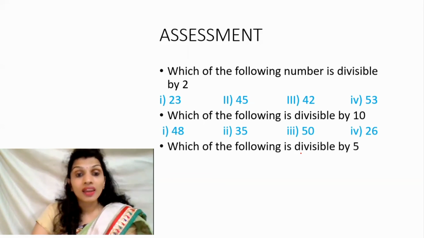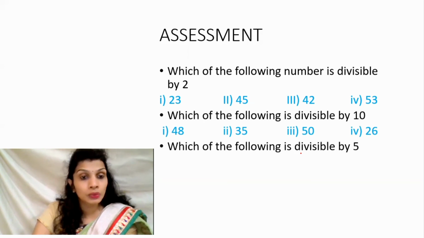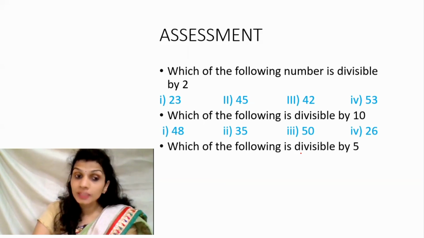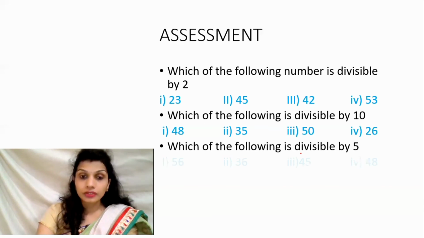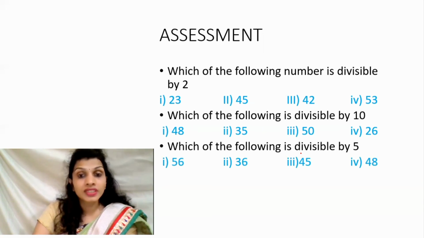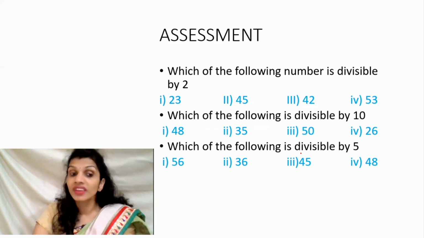Now your last question is, which of the following is divisible by 5? Remember the divisibility rule of 5? The ones place, unit place should be 0 or 5. And your options are 56, 36, 45 and 48. If you have given option 3, 45, it means that you are correct.